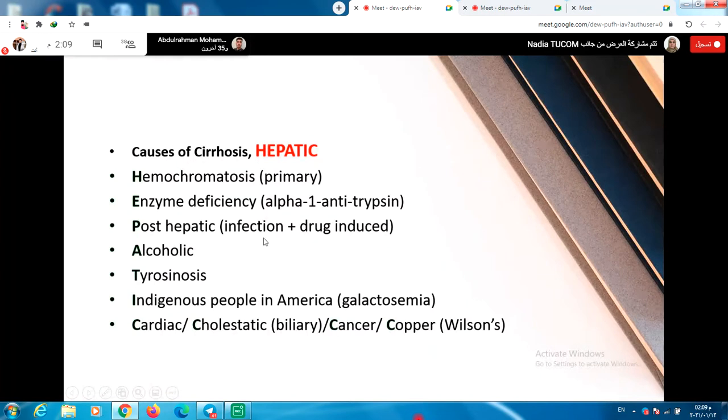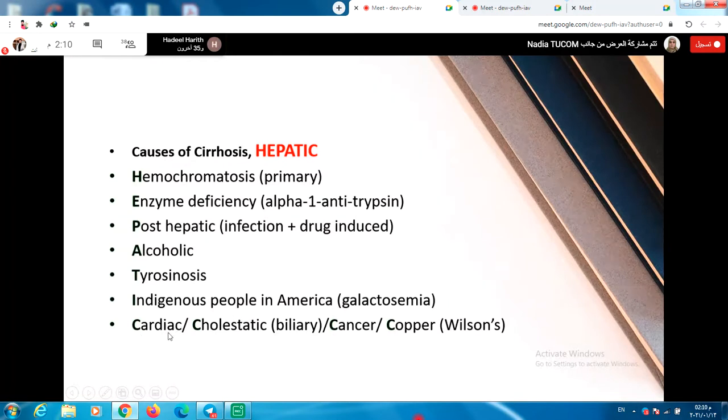Post-hepatic: infection from outside or drug-induced hepatitis, viral or drug-induced. A for alcoholic cirrhosis, T for tyrosinosis or tyrosinemia. Indigenous people in America, the original inhabitants, have this type of inborn error of metabolism, galactosemia.